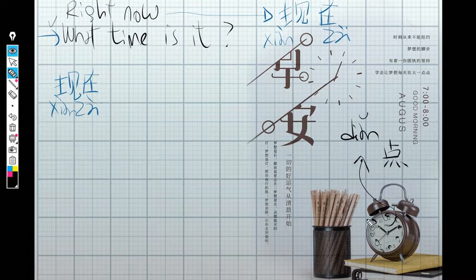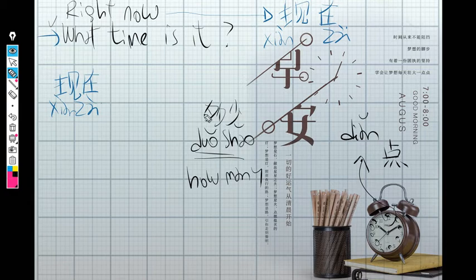So you ask, instead of what is the time, you ask how many of this dian, how many of these points, right, pass already. So we want different. We know already how many as duo shao, right? Duo shao, right? That's how many.